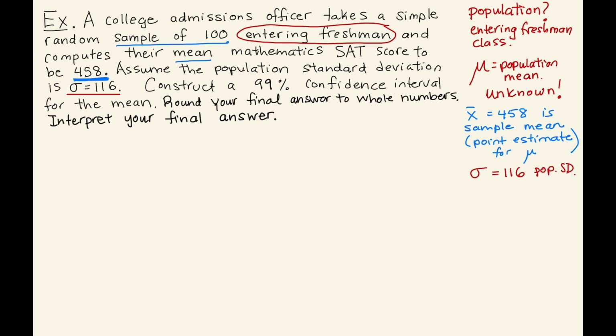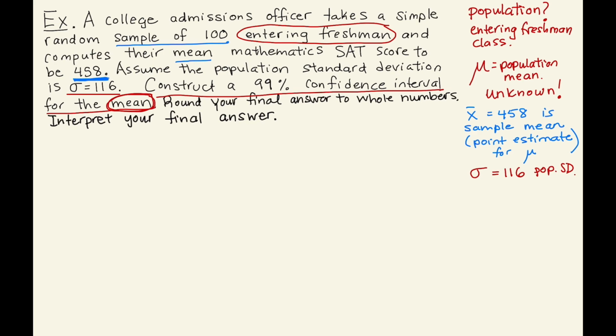So when you first read a question, just make sure that you understand what the population is and what the sample is, and don't get them confused. And understand what you're trying to do. With a confidence interval, we are trying to estimate the population parameter, so in this case, the population mean. So let's move on from there.